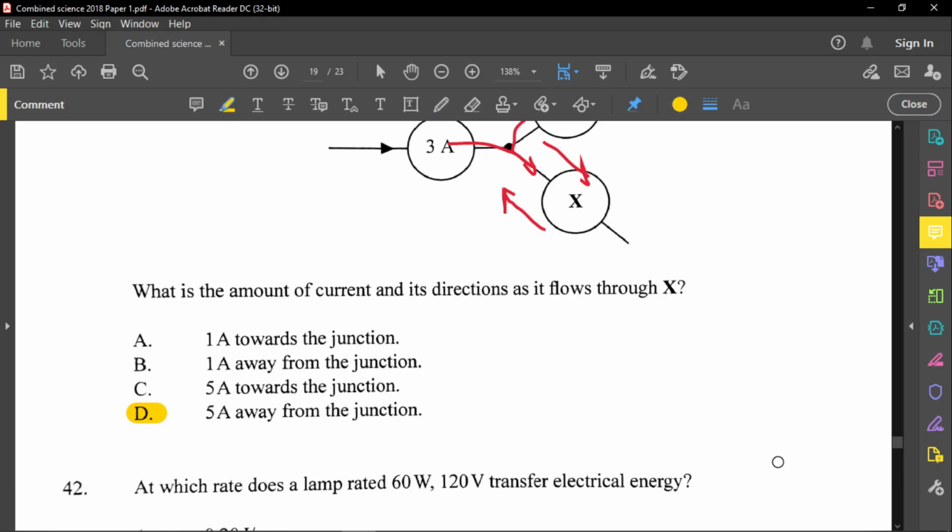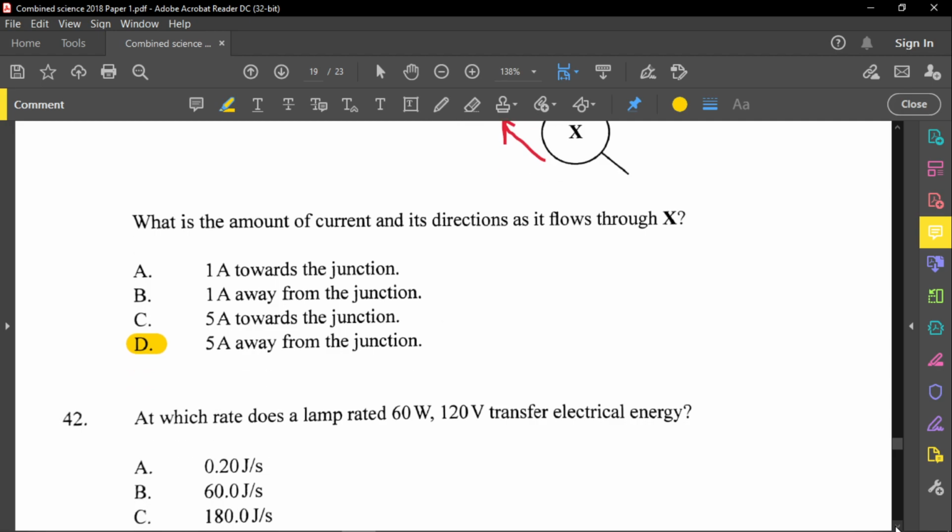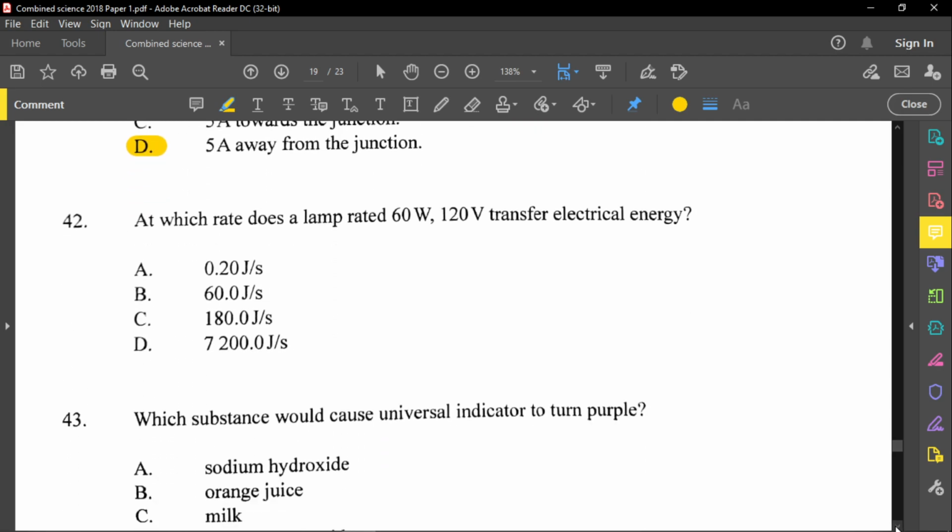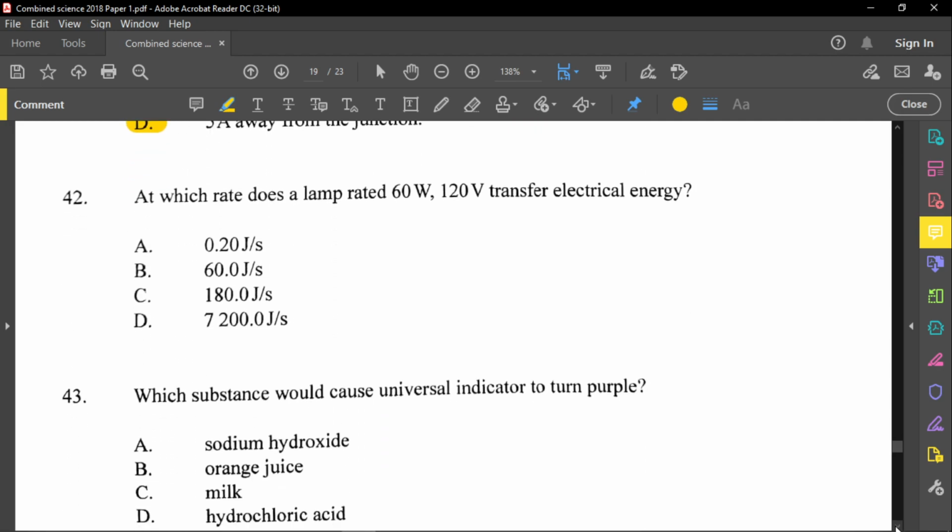So now let's go to the next part of the question right here. Our next question is 42, and we're almost there. It asks at which rate does a lamp rated at 60 watts and 120 volts transfer electrical energy? First thing I want to point out here is that electric power is the rate of transfer of energy, okay? So just to point this out, power, which is in wattage, is the rate of transfer of energy. So in other words, it is electrical energy over time, right? Just to point it out, okay?